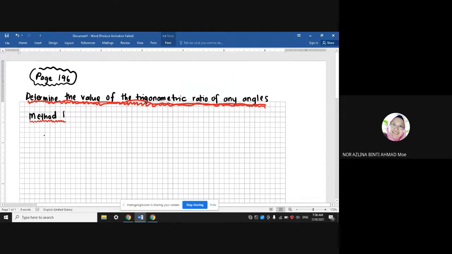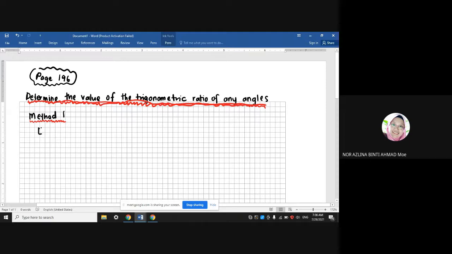Page 196. Okay, semua boleh tengok buku teks masing-masing. Untuk subtopik ini penting. How to determine the value of the trigonometric ratio for any angle. So we have 5 methods. The first method, use a calculator. You can use directly your calculator.